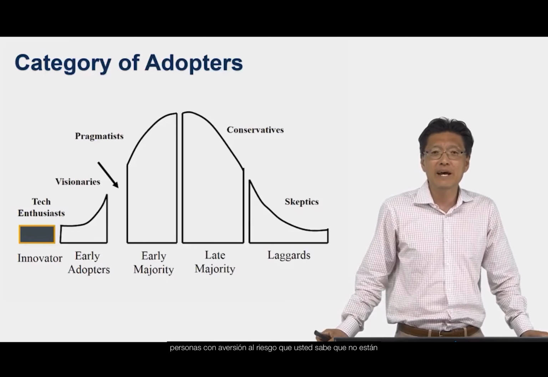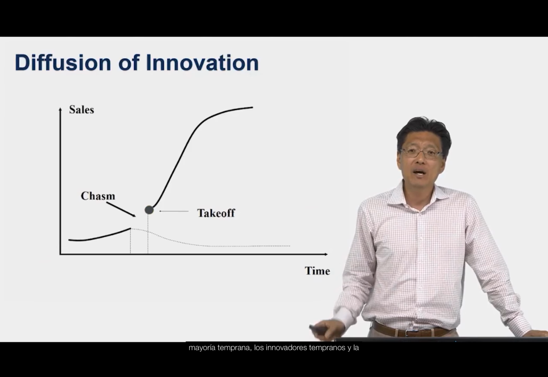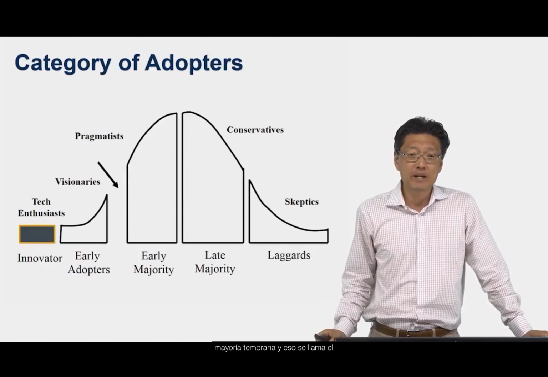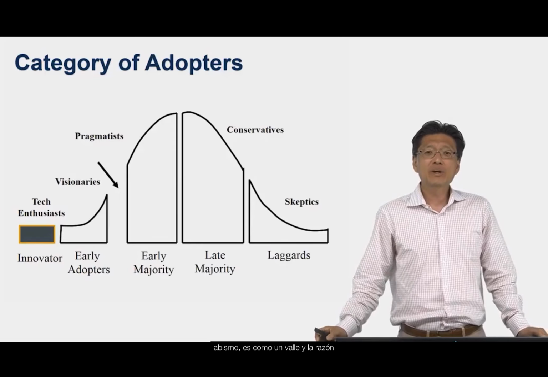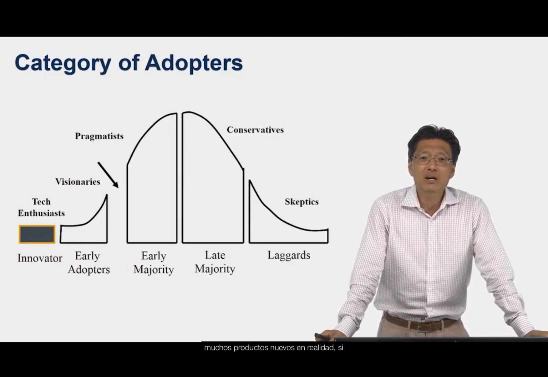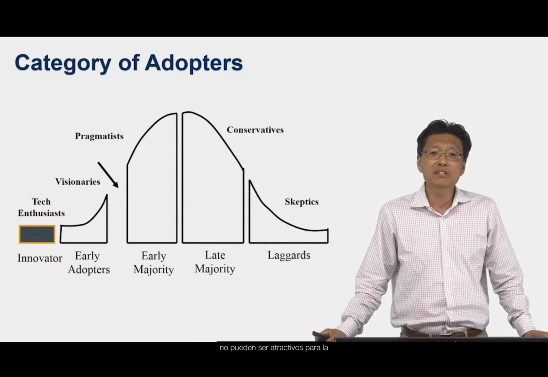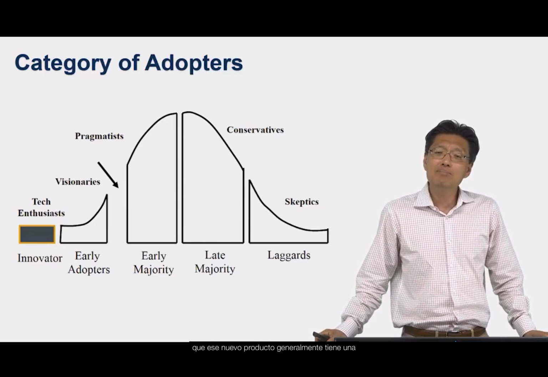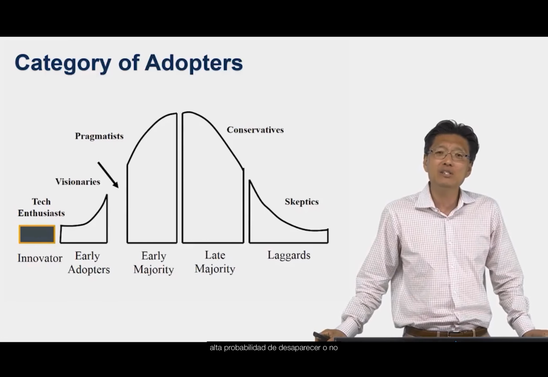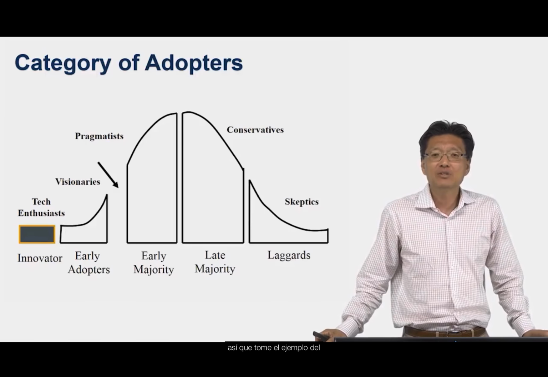We see that there's a gap, what we call the chasm, as you see in the next slide, between the early innovators and the early majority. It's like a valley. The reason we call it the chasm is because a lot of new products, if they can't cross the chasm, in other words, if they can't be appealing to the early majority and beyond, then that new product typically has a high chance of dying out, or it will not be appealing to the mass market. So take the example of the iPhone.